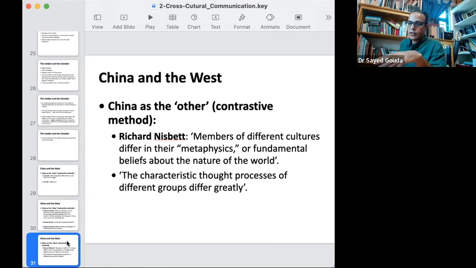Richard Nisbett, for example, doesn't agree with that. He says members of different cultures differ in their metaphysics, or fundamental beliefs about the nature of the world. The characteristic thought processes of different groups differ greatly.